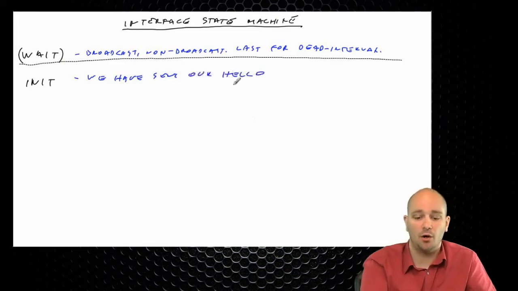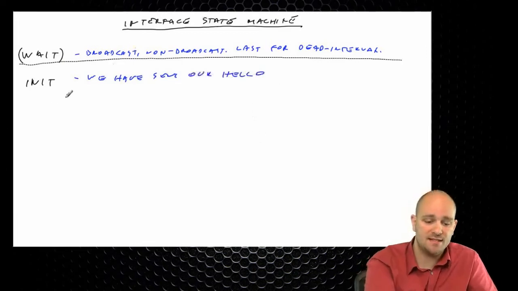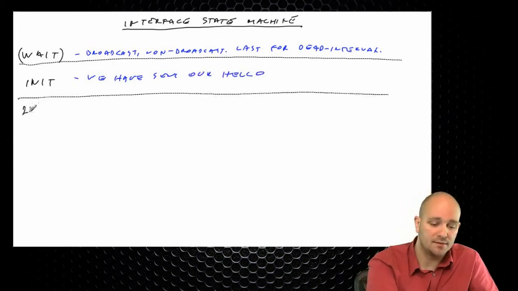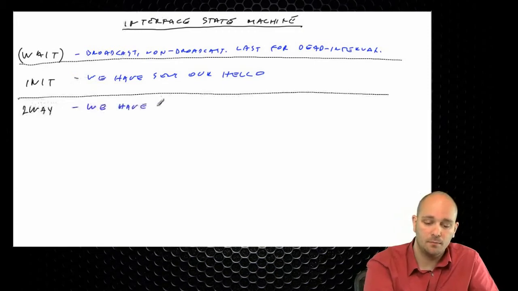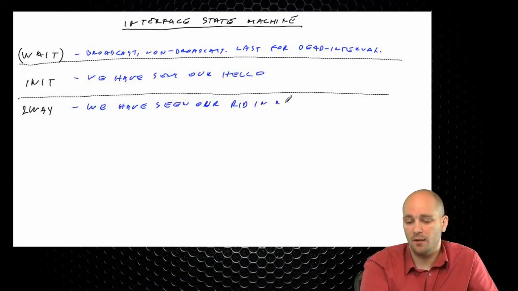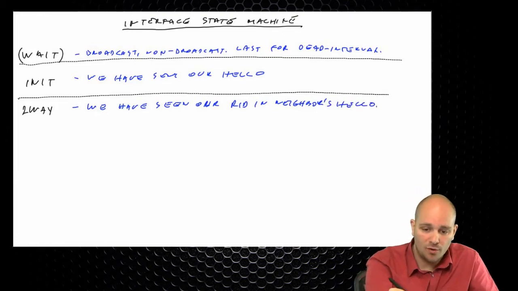So we are sending our hello. The next state is going to be the two-way state. In this state, we have seen our router ID in the neighbor's hello message. Now, I'm going to write here in green that this is a possible stable state.